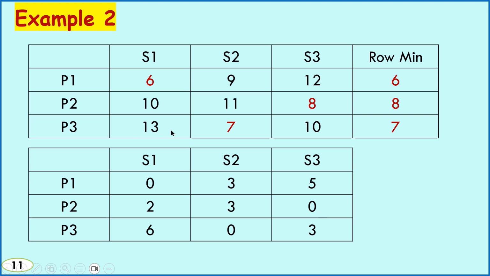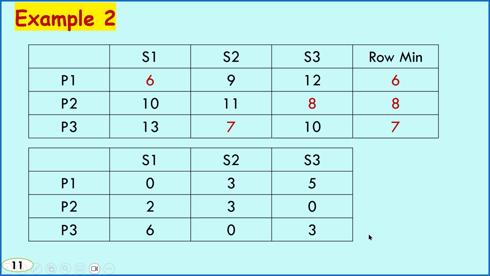Then identify the smallest value in the third row. In the third row, 7 is the smallest element, and subtract this smallest element from every element in the row. Then the resultant row will be 13 minus 7, 6, 7 minus 7, 0, 10 minus 7, 3. So this is the resultant matrix after the row operation.